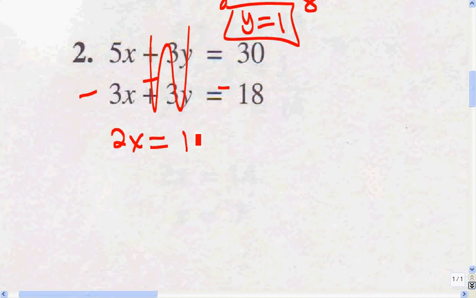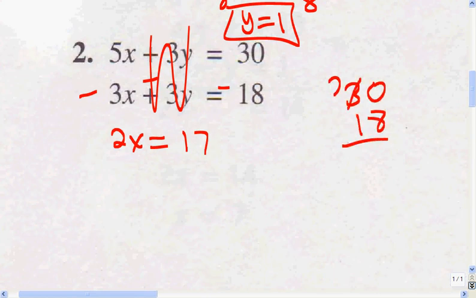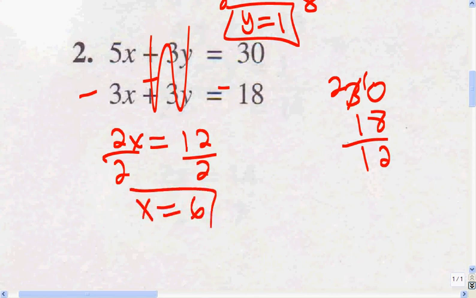No. 15. No. 17? I don't know. Let me work it out. 12. Whoops. I'm off. Way off. 12. Divide by 2. Divide by 2. X equals 6. There we go.